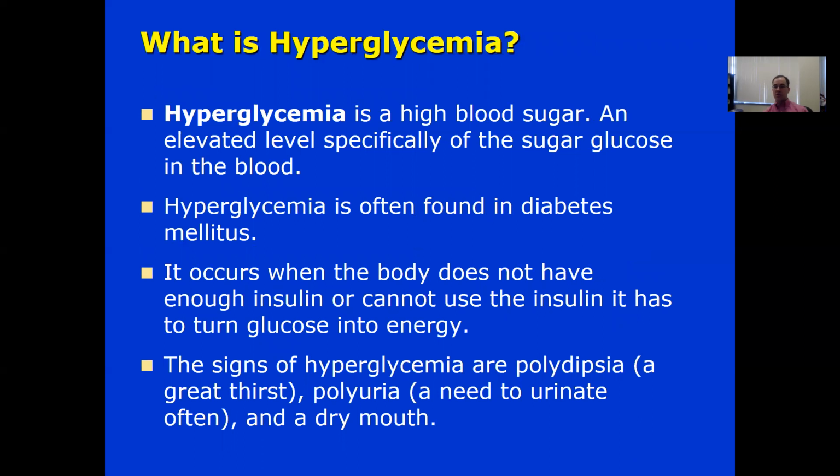So later on, once you have hyperinsulinemia and your pancreas starts to wear out, you start to lose or decrease the amount of insulin in your blood. Well, if there's no insulin in your blood to keep your blood sugar down anymore, you develop what's called hyperglycemia, which is high blood sugar. It's often found in diabetes mellitus. It occurs when the body does not have enough insulin or cannot use the insulin it does have to move glucose from the blood into the tissues to use for energy. Again, the signs of hyperglycemia are polydipsia, greatly increased thirst, polyuria, a need to urinate, or dry mouth.